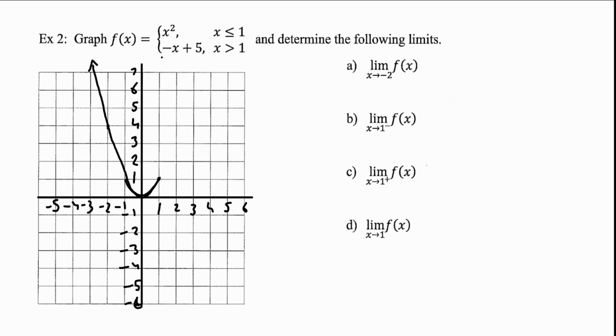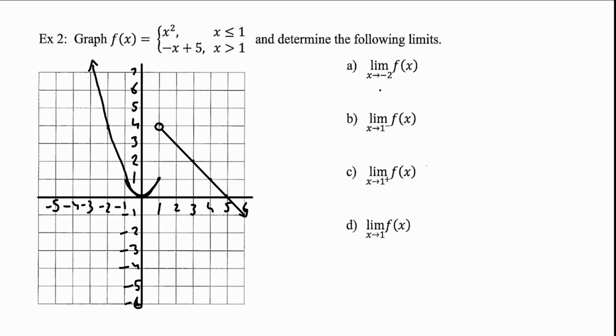And now we're told to graph the second part, which is -x plus 5 when x is greater than 1. Not equal to, but greater than. So at 0, it's equal to 5, and then we're going down to the right by 1. And so it's not going to be equal, so it's going to be an open circle, and then it's going to go down by 1 each time. And so it's just going to be a linear line that looks like this, and this goes on and on.